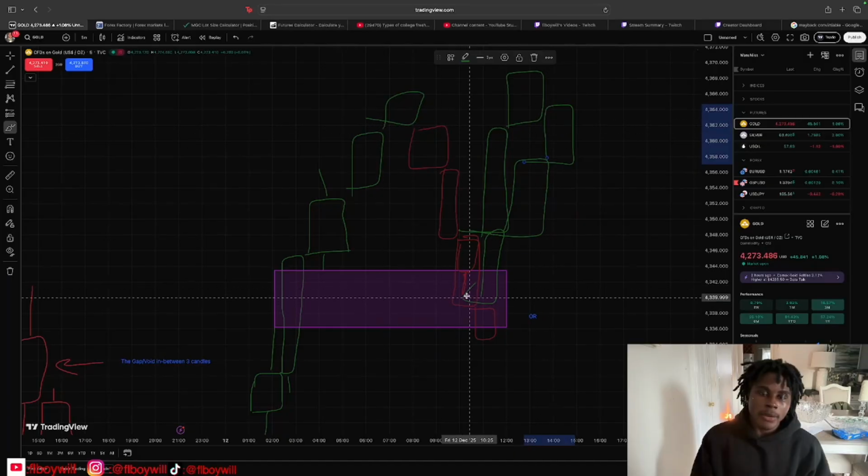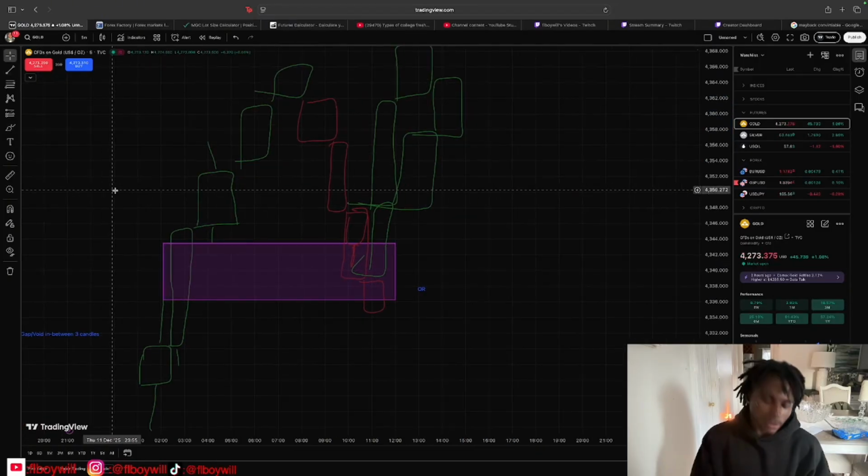or a fair value gap, order block, and some liquidity. But since y'all don't know what those terms are, do not take a trade.